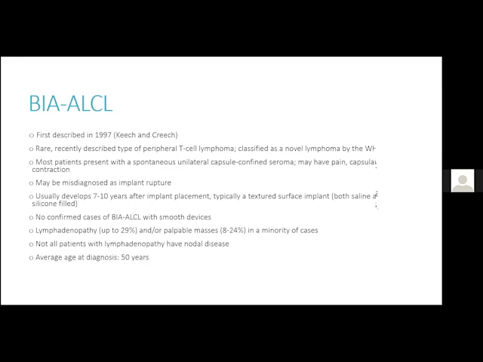The lymphoma is associated with textured surface implants. There have been no documented cases, to my knowledge, of BIA-ALCL with smooth devices. Some patients will develop lymphadenopathy. Often this is reactive, but in some cases it can be involvement with lymphoma in the regional nodes. The average age of diagnosis is 50 years.